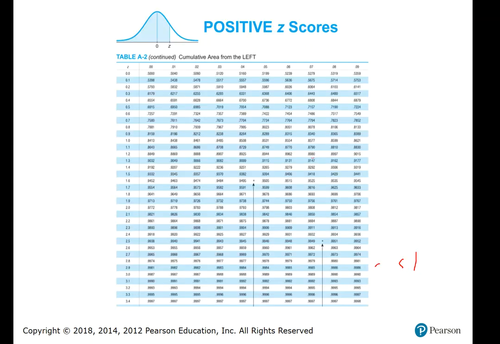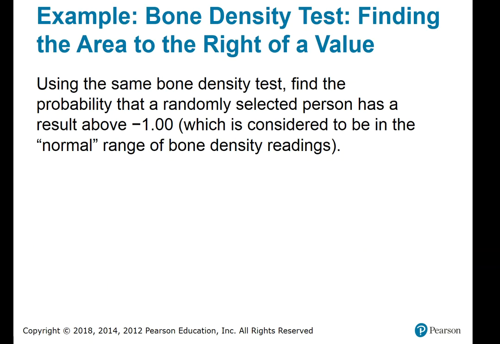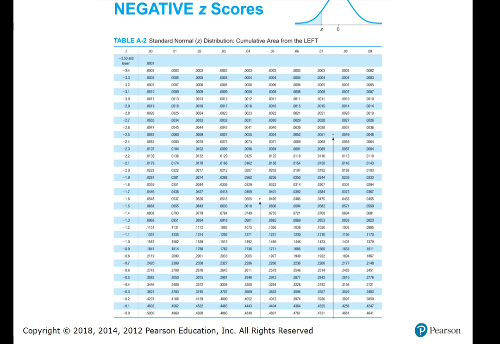Okay, so that's how you use that table. In the same bone density test, find the probability the randomly selected person has a result above -1. So here's the negative side. Now, just as the picture on the top shows, everything is going to be to the left, so we're going to have to do an extra step if they want it to be to the right or above. We'll first go ahead and find a z-score of -1 though.